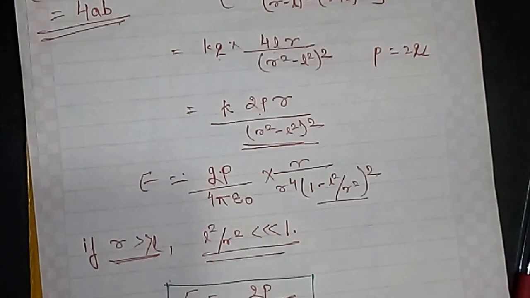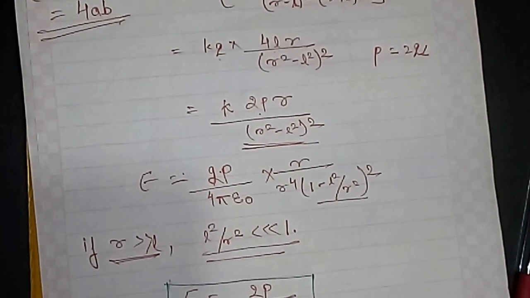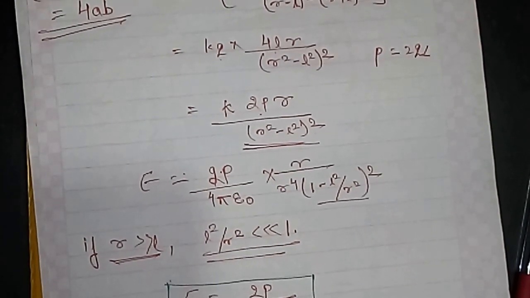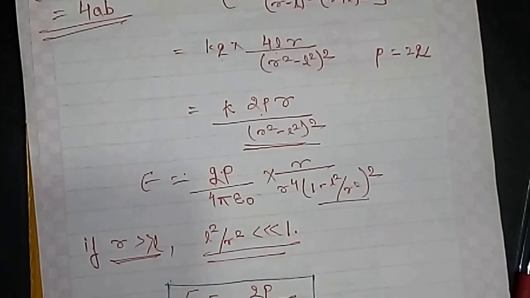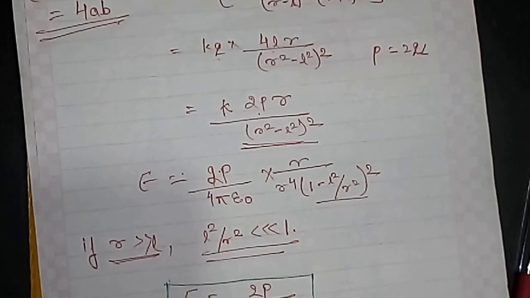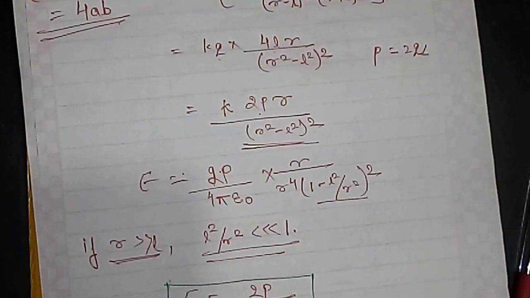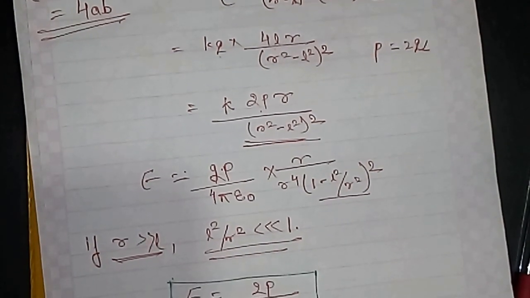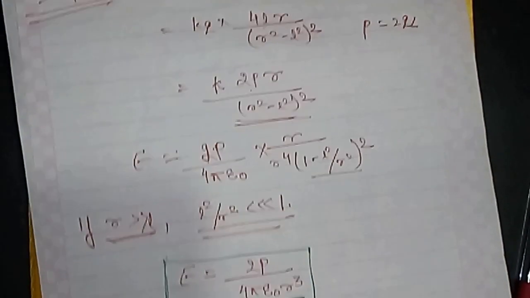It shows that the electric field is in the direction of P, and its magnitude is inversely proportional to the third power of the distance of the observation point from the center of the dipole. So this is the equation of the electric field at the end-on position.